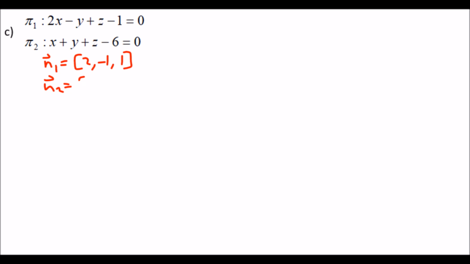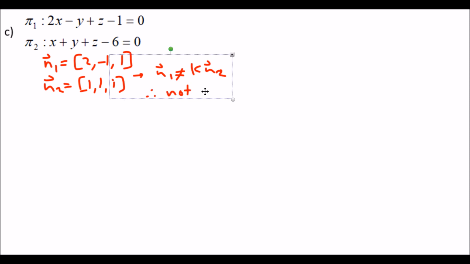If I look at the planes here, I can see n1 is equal to (2, -1, 1), and n2 is equal to (1, 1, 1). Clearly, n1 is not equal to some sort of scalar times n2. That means, therefore, not parallel, which means they intersect in a line.